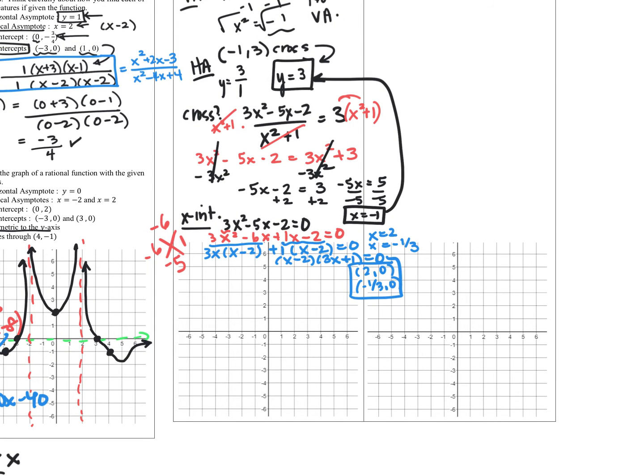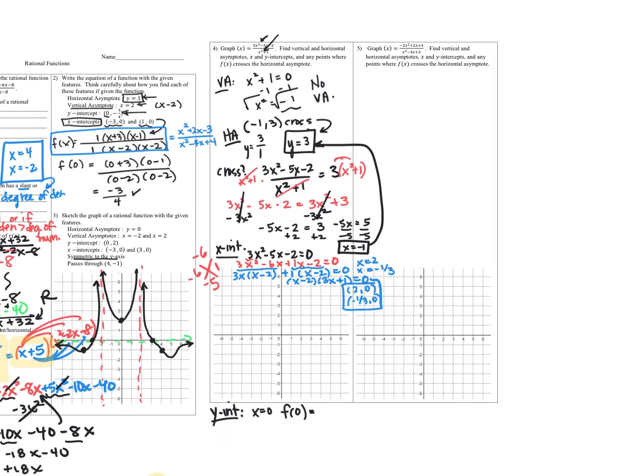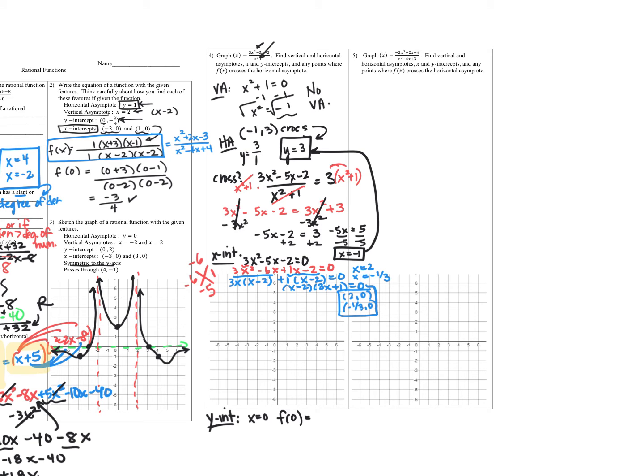Oh, y-intercept. I'm going to scroll down to the bottom here so I don't draw all over my graph. Y-intercept, remember that is where we touch the y-axis, so that's when x is equal to 0, so we'll find f of 0. And that's going to be, everything can kind of cancel out, except we'll have a negative 2 over 1. So we'll get negative 2. So 0, negative 2 is our y-intercept.